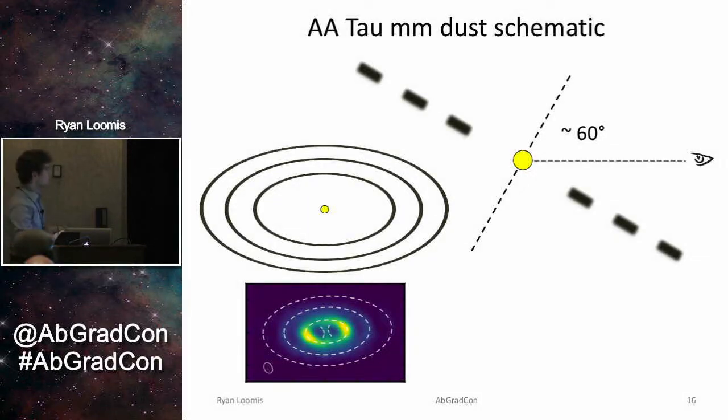Now going back to that slight twist in the center, what we think might be going on here is, if I put up a schematic of what we think the system looks like, there's three rings. There's the star in the center. The star is aligned at about 60 degrees, and the rings are at 60 degrees there, and we're looking at it like this. So that's what we think it looks like schematically.